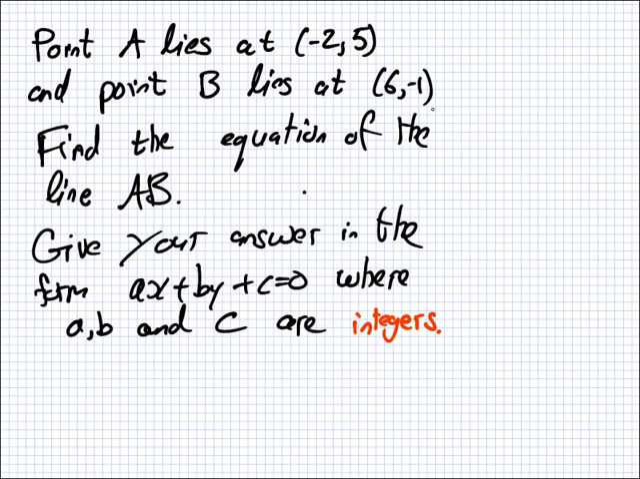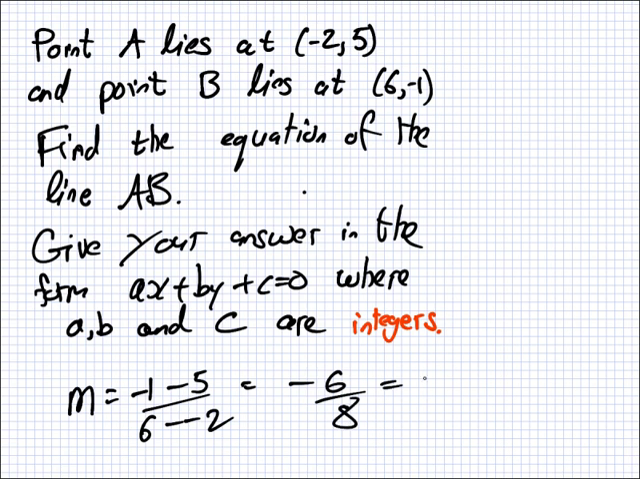So A is there and B is there. Find the equation of AB, give your answer in this form. So what should I do first? Yeah, the m again, which will be minus 1 minus 5 over 6 minus 2. Minus 6 over 8, which is minus 3 over 4.